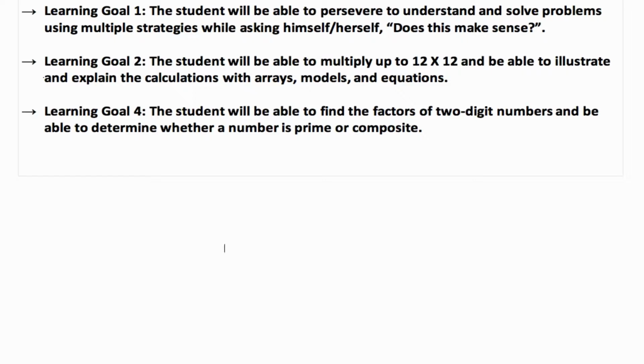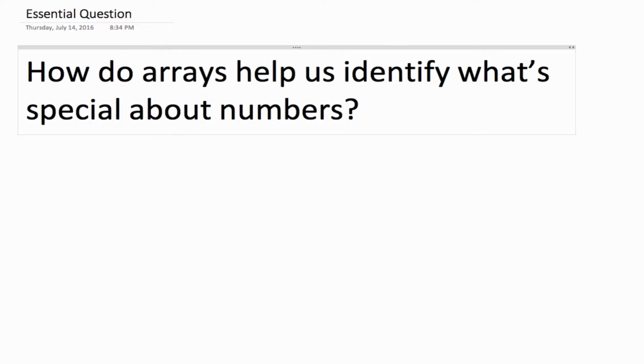Today we added Learning Goal 4. The student will be able to find the factors of two-digit numbers and be able to determine whether a number is prime or composite. Today's question is, how do arrays help us identify what's special about numbers? We'll be playing a game today. While we play it, keep this question in mind.